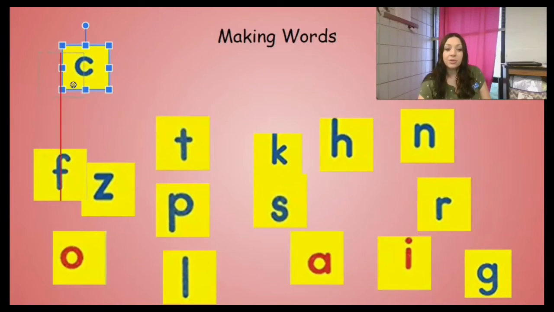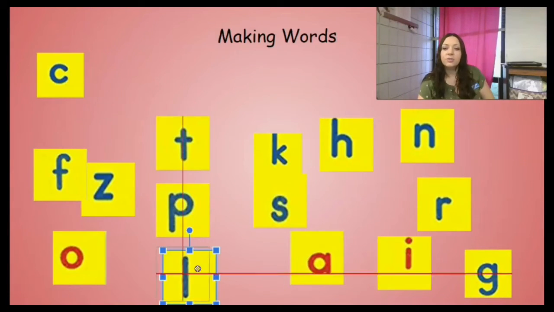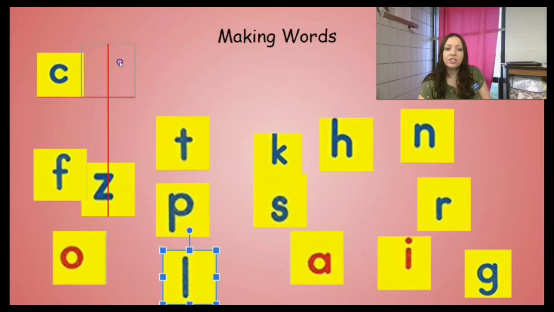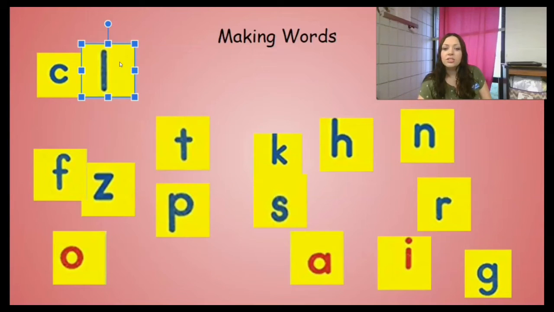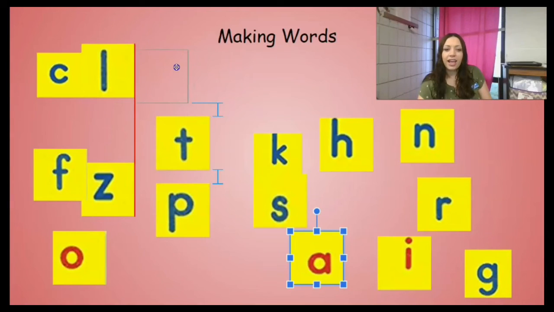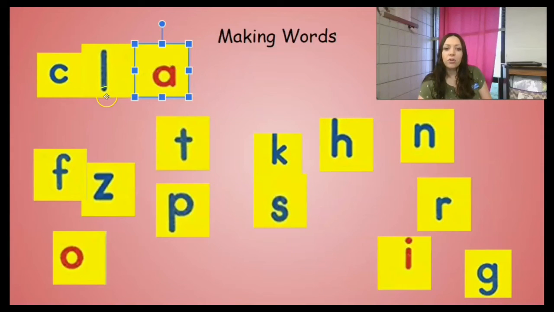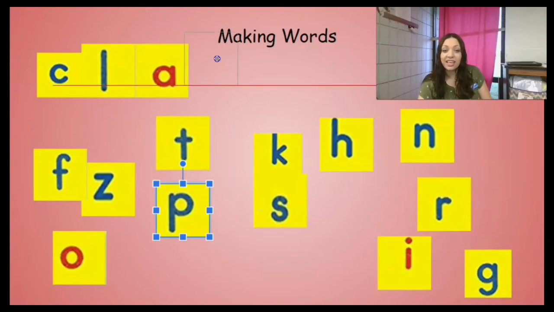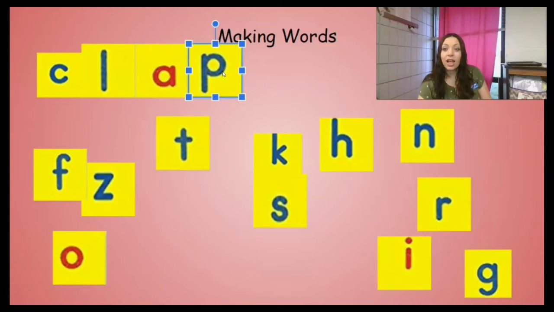Now I'm going to make it a little bit trickier for you. One of the blends that we were going to focus on today is we said C and L together, which says cl. So let's see if we can make some words with cl. Are you ready? If I add an A, I have cl, ah. What could I add at the end? That's right, I could add a P and now I have the word cl-app, clap. Good job.